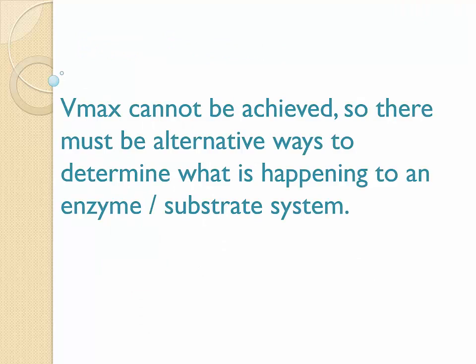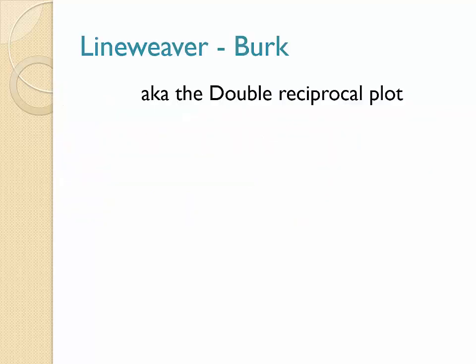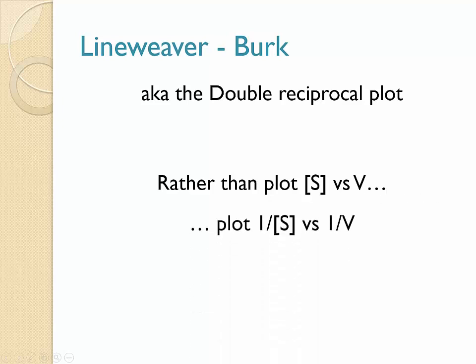So going back to our kinetics, we know Vmax cannot be achieved. So there should be some alternate ways to determine what is happening to an enzyme substrate system, because first of all, those curves are fairly difficult to examine, but there is a better way. We can use what's called the Lineweaver-Burke, also known as the double reciprocal. In Michaelis-Menten, we plot on the x-axis substrate concentration versus velocity. Well, we could change that and do a double reciprocal. We can plot on the x-axis 1 over substrate concentration, and on the y-axis 1 over velocity.